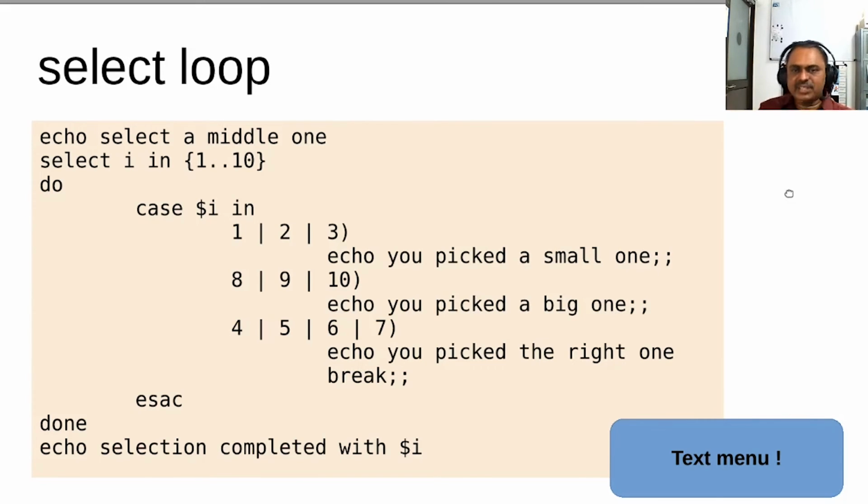So the entire action can be captured by using a select loop. Here is an example of a select loop, and let us go and explore this by actually running it. And this is a beautiful way by which a text menu can be provided within the terminal environment. This is quite elegant because the construction of the select loop is quite simple, like any other case loop.